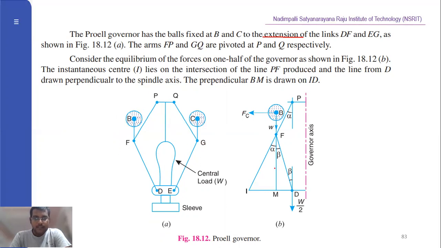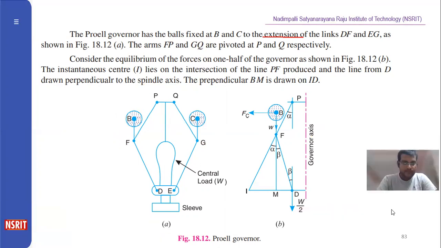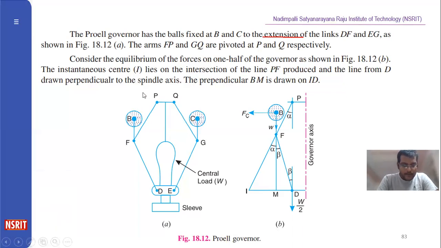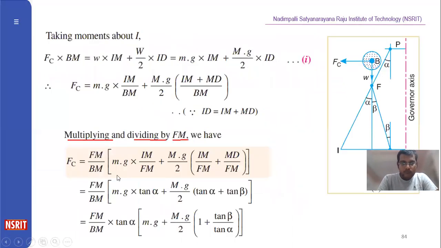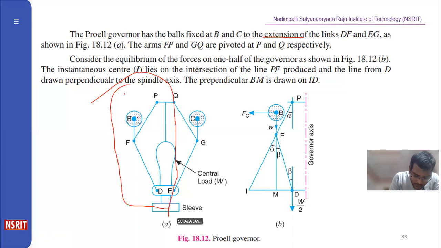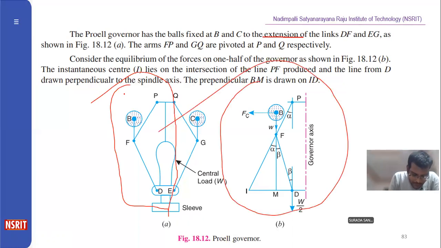From this line diagram, we have to draw this figure to solve the derivation. Let us consider one half of this portion. From this arrangement, you can see from the figure, this is the half of the portion. The same is taken here with little modification.